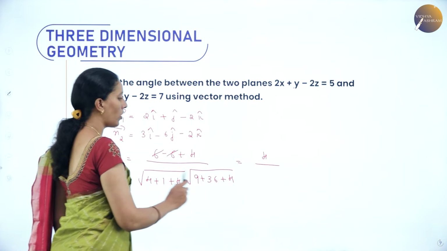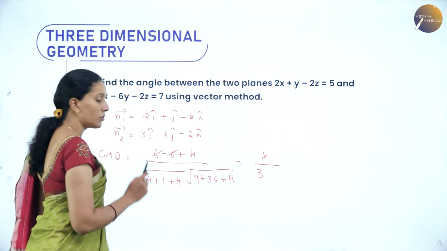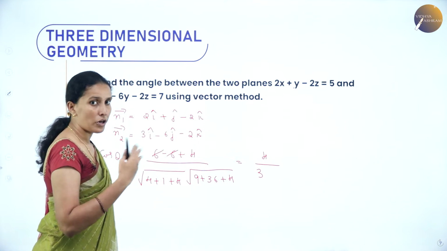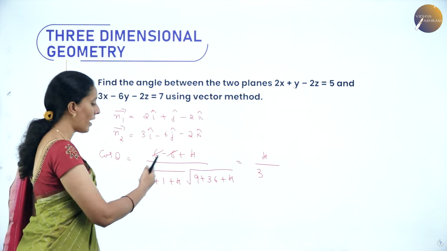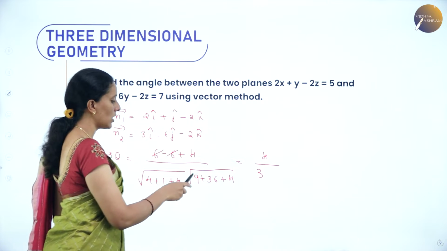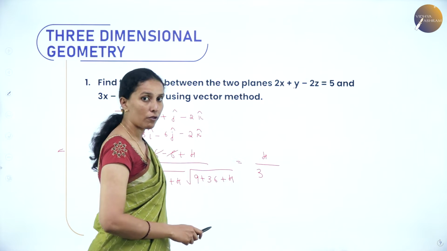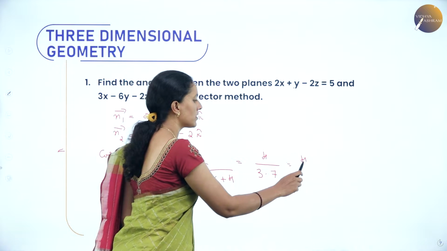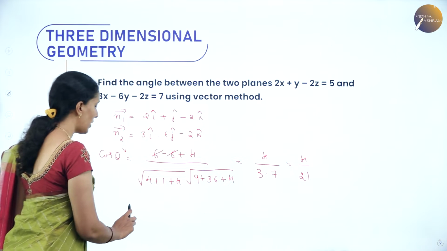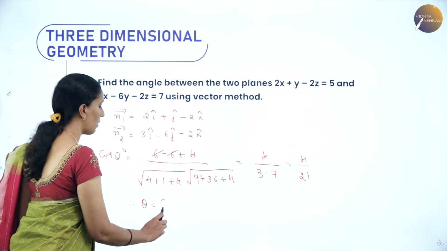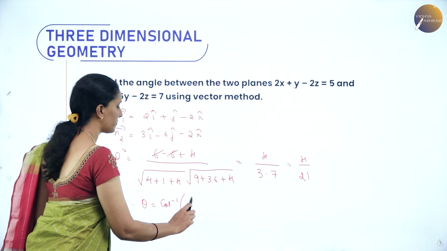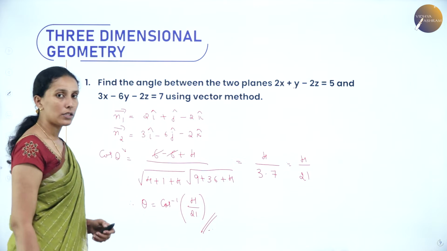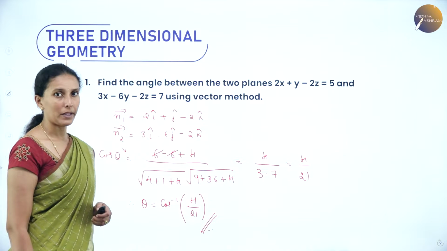So 9, square root of 9 is 3. We need to take only the positive values because it is clearly mentioned it is under the modulus. So whatever values you get, you have to take only the positive values. 9 plus 36 plus 4 is 49. Square root of 49 is 7. So we get the value as 4 by 21. Therefore, theta is equal to cos inverse of 4 divided by 21. So this is the angle between the two planes.